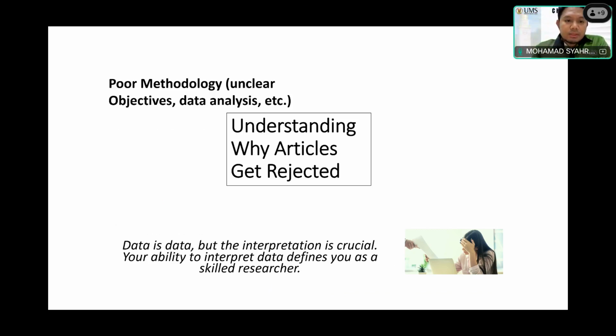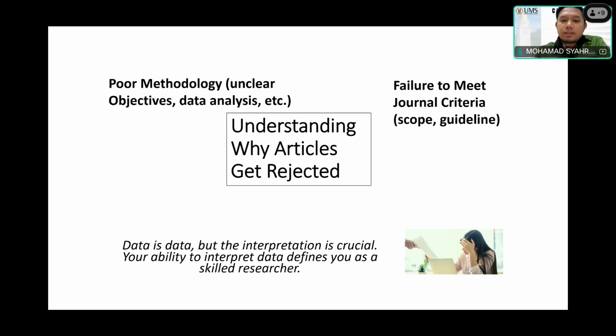So first, the methodology. If the methodology is unclear, of course I will check the paper. As a reviewer, as an editor, I will check. This is the first thing that I will look at. Okay, failure to meet general criteria, that's what I mentioned, that you have to check the scope and the guideline.